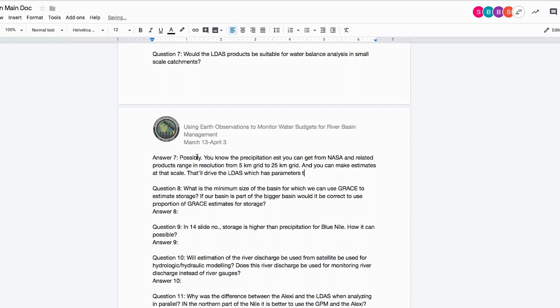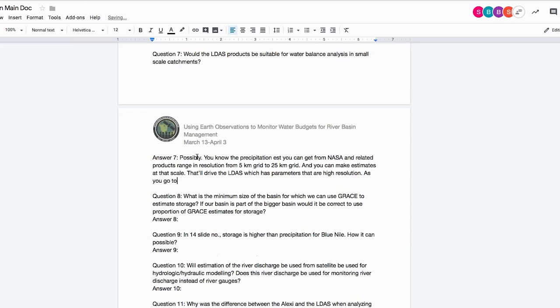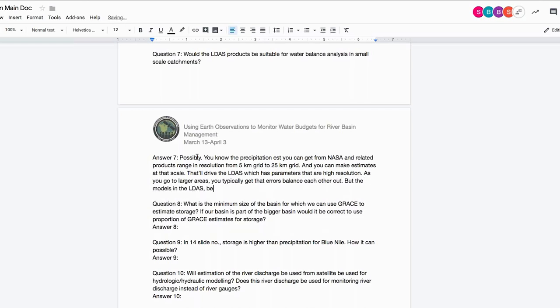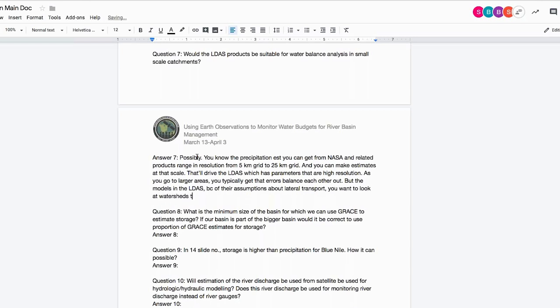I will say that as you go to larger areas, typically we think that errors can somewhat balance each other out. And so you're very sensitive to errors in small area analysis, but there's nothing structural that prevents you from using the LDAS for fairly fine resolution, and it can be applied that way. I will say that the models in the LDAS, because of their assumptions about lateral moisture transport, really aren't hillslope scale models. So you want to at least be looking at watersheds that are averaging over a catchment area, as opposed to trying to figure out what's happening on one slope. But once you're up around that kilometer to larger scale resolution, the models are reasonable.